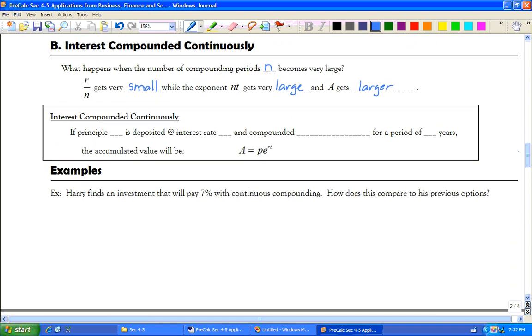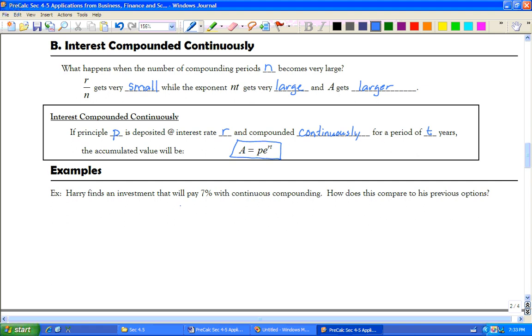So for interest compounded continuously, if our principal P is deposited at an interest rate R and compounded continuously for a period of t years, we now have an exponential equation using the variable e, which is 2.7, so on and so forth. And it's also a button on your calculator.